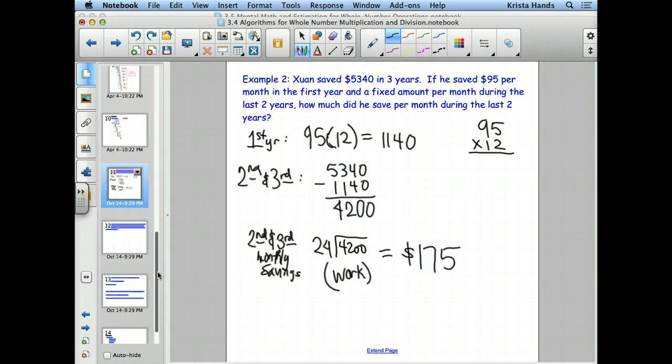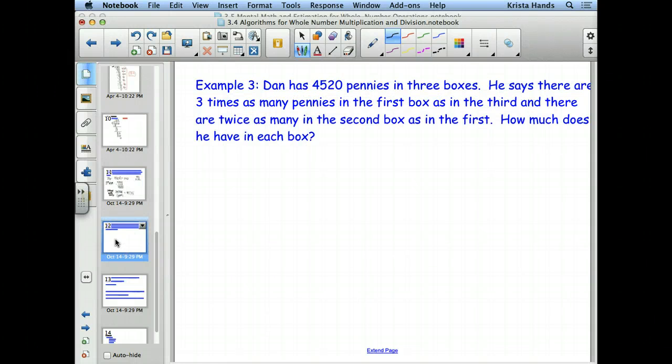Okay, so that's combining 3 different things: multiplication, subtraction, and division, which is all 3 in the last 4 sections that we include in this one. Let's try another one. This one's got a little bit of algebraic problem solving skills, essentially. Dan has 4,520 pennies in 3 boxes. He says there are 3 times as many pennies in the first box as in the third, and there are twice as many in the second box as in the first. How many does he have in each box?